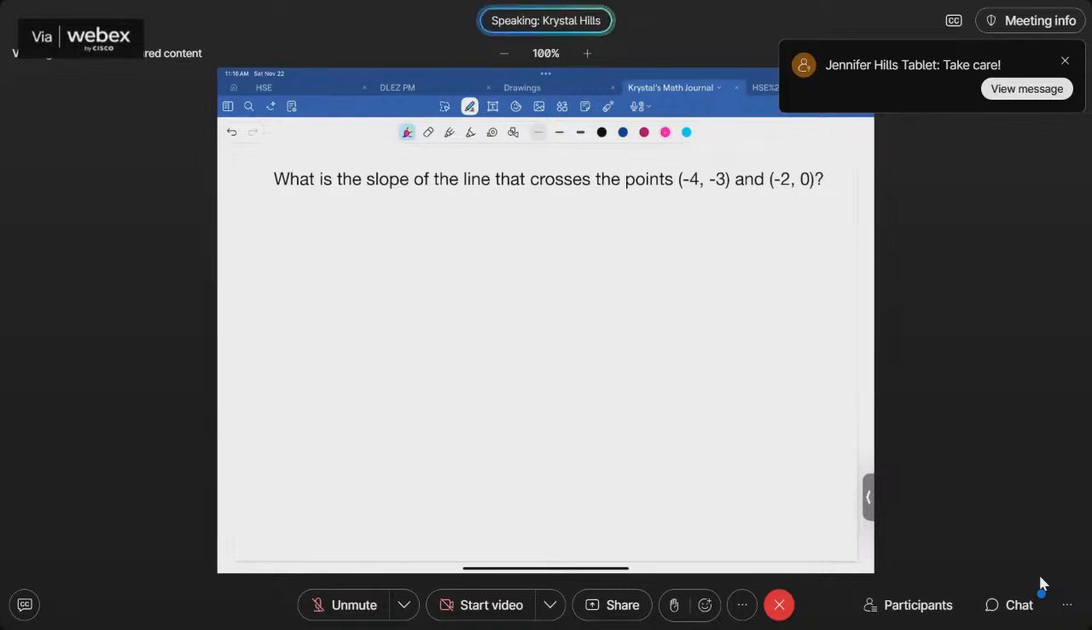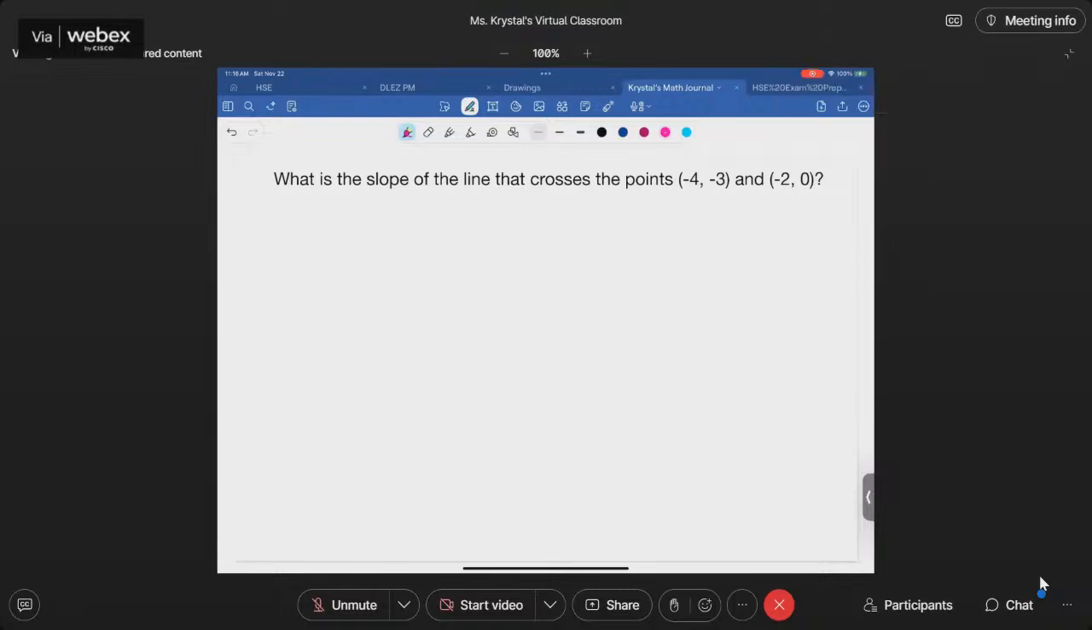Slope. When you see a question that has to do with slope, always, if you do not memorize the formula, go to your formula sheet and look for slope of a line.